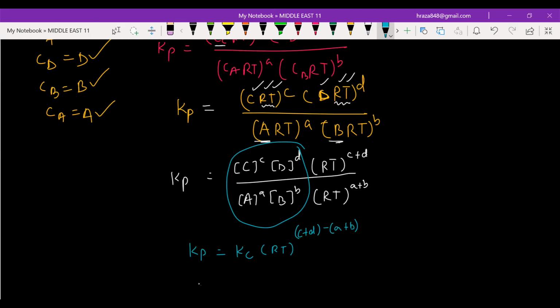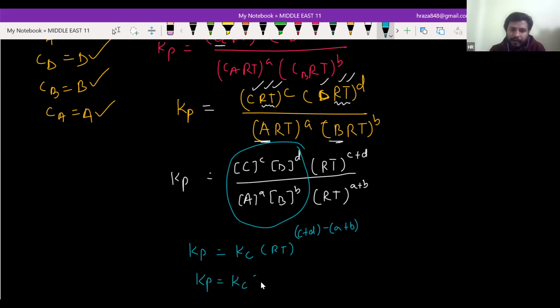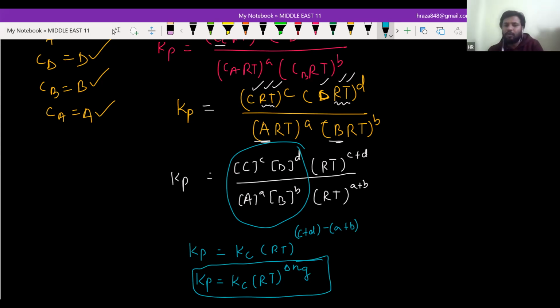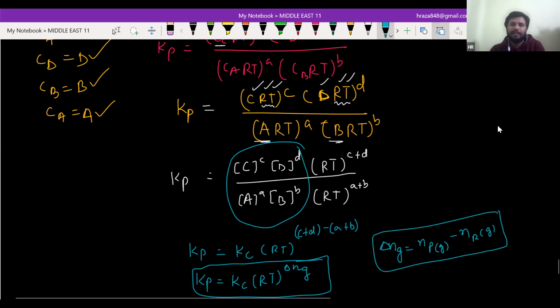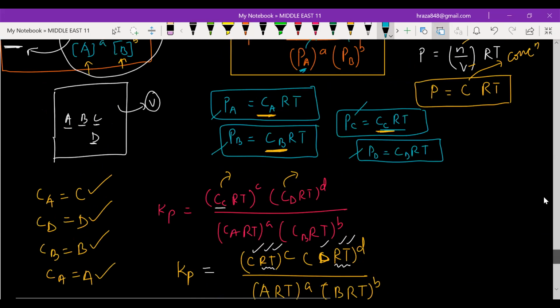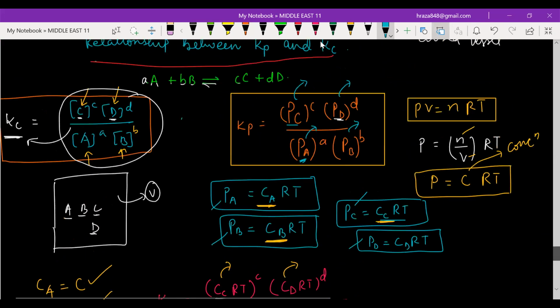And if you look, you will find that this c plus d is basically number of moles of product minus number of moles of reactant. That represents delta n. Does that represent delta n or not? So here is the relation between Kp and Kc. Kp is equal to Kc (RT) raised to the power delta n_g, and delta n_g represents number of moles of product in gaseous state minus number of moles of reactant in gaseous state. Simple. Is this clear, everyone? Okay, then write it: the relationship between Kp and Kc.